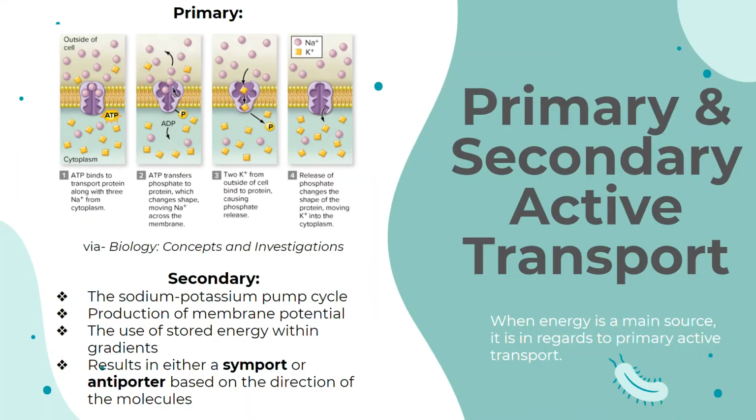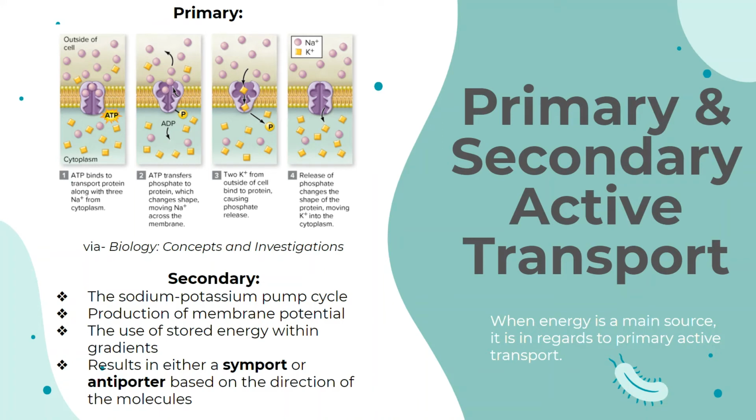There are two processes of active transport, the first one being primary active transport. ATP will attach to the protein in this process, as will sodium and potassium. When ATP transfers phosphate to the protein, there will be changes in the shape of sodium while it travels across the membrane, and then when the phosphate releases, the shape of potassium will then alter while it's traveling into the cytoplasm. A key factor of primary active transport is that energy is a main source.